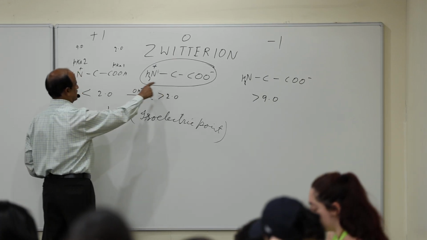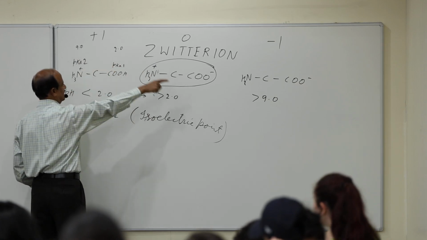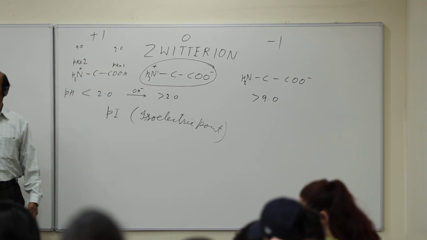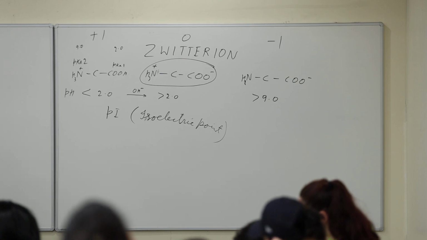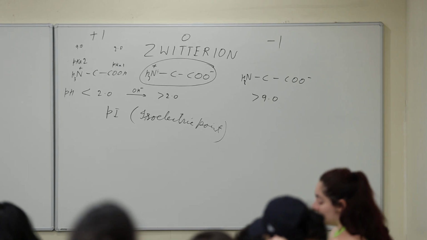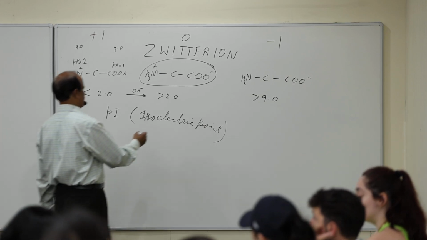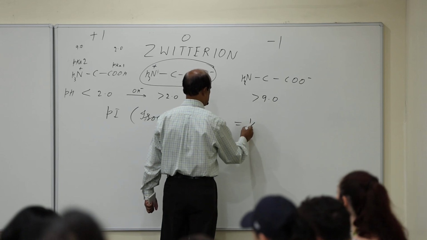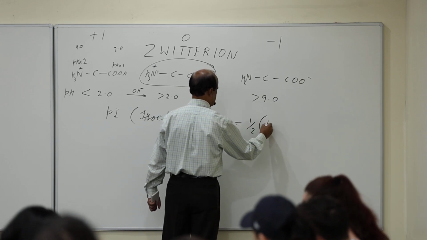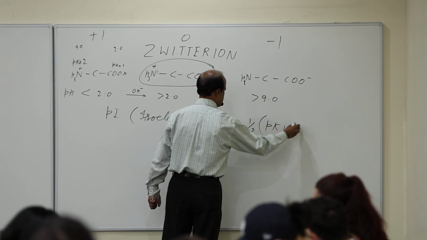So what will be that pH? If this is 2 and this is 9, when will there be an equal amount of plus and minus? It will be right in the middle of the two, right? So the PI you can actually calculate will be equal to the average of pK1 plus pK2.